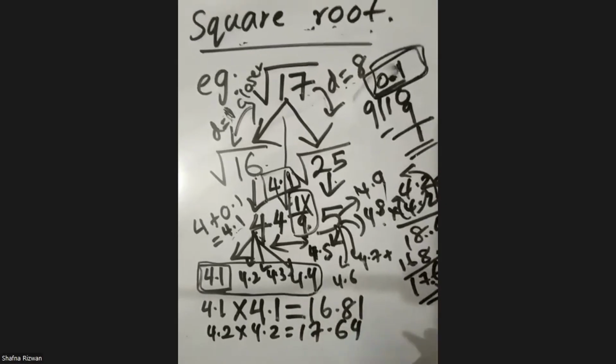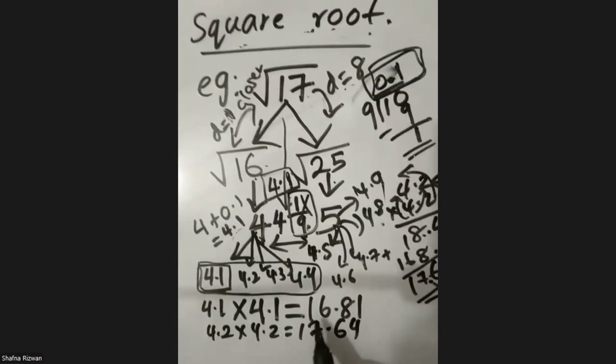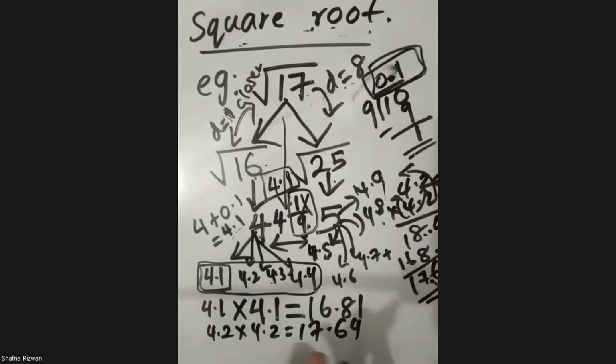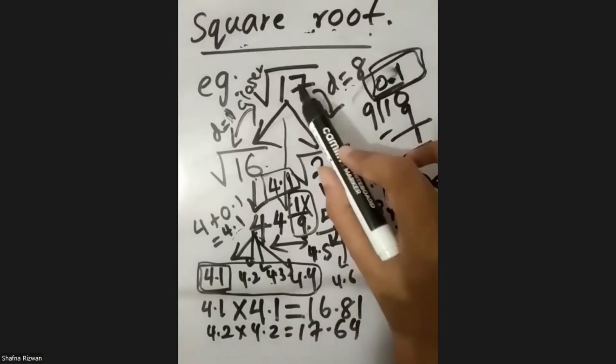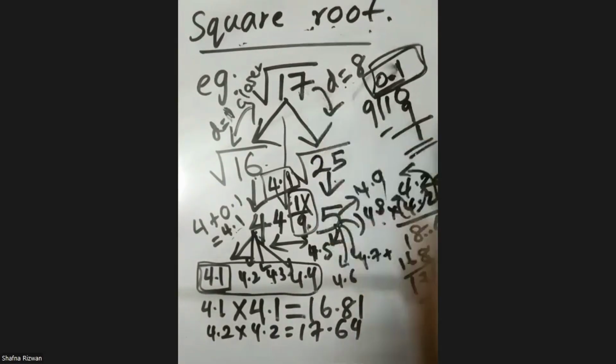17.64. Okay, now we already got this. We already got 16, we got 17. No need to do 4.3, 4.4 and so on. We should get this 17. Okay, so let's see.